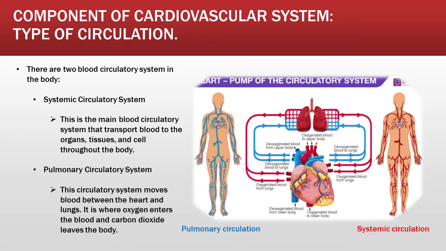There are 2 blood circulatory systems in the body. First, the systemic circulatory system. This is the main blood circulatory system that transports blood to the organs, tissues and cells throughout the body. Meanwhile, the pulmonary circulatory system moves blood between the heart and lungs. It is where oxygen enters the blood and carbon dioxide leaves the body.